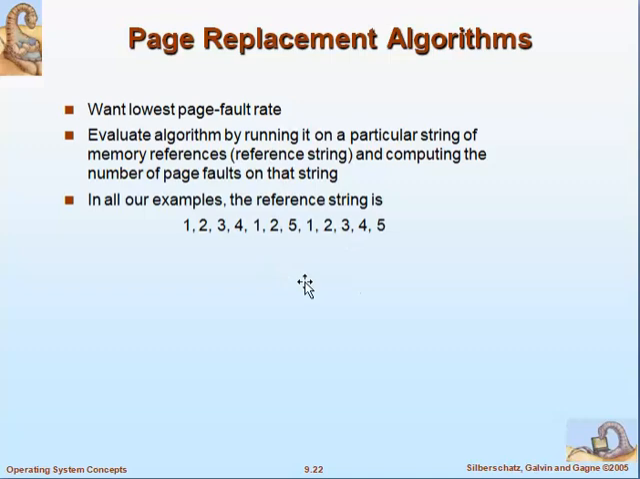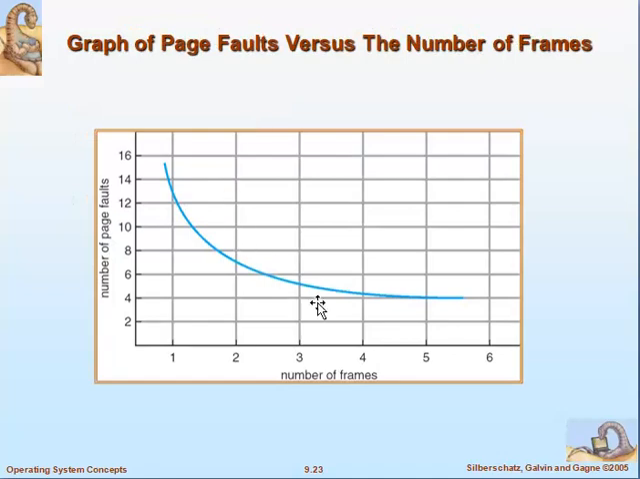The basic requirement is that we want to have the lowest page fault rate. On the x-axis you have the number of frames, and on the y-axis you have the number of page faults. Here, for example, the number of frames is 1. When the number of frames is 1, the page fault count is very high. So this is not desirable.